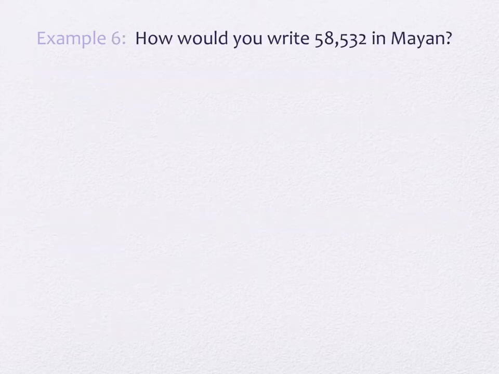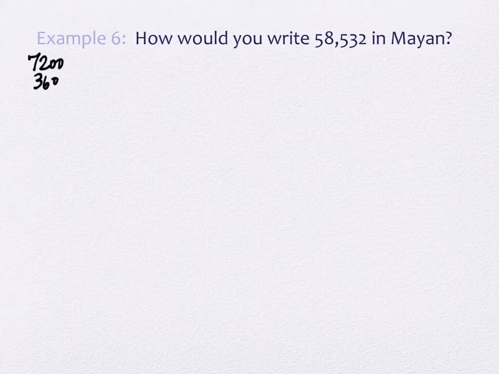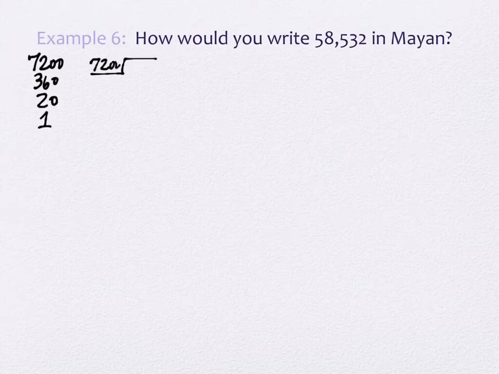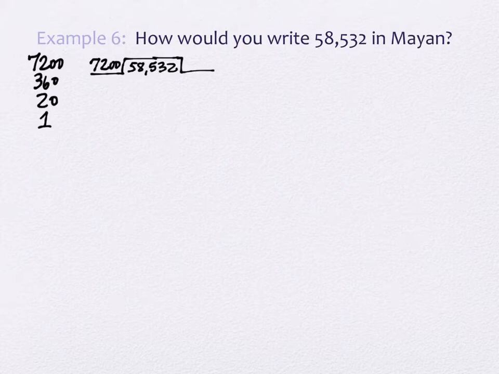I'll write them down on this screen so that we don't have to keep flipping back and forth. It was 7,200, 360, 20, and 1. I've put them in hierarchy from top to bottom like that because eventually our number is going to have to be written in that vertical form, because that's their system. So the first thing we're going to do is divide by 7,200. And our number is 58,532. It's a little small, isn't it? Let me make that a little bit bigger for us.